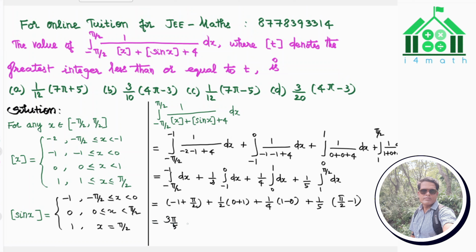So simplifying this one, we get 3 pi by 5 minus 9 divided by 20, which is equal to 3 by 20 into 4 pi minus 3. So this is the required result. So the option is option D, 3 by 20, 4 pi minus 3.